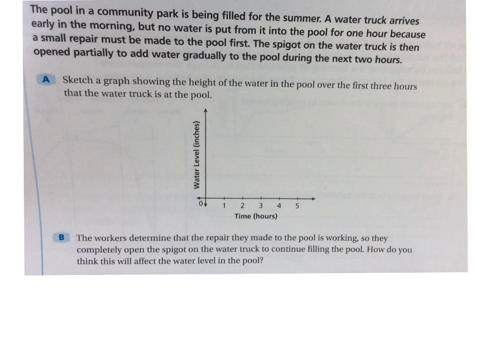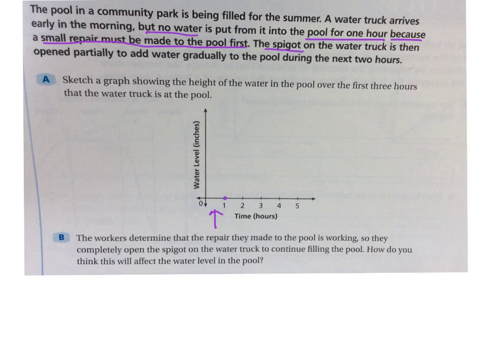Finally, on this last one, the pool in a community park is being filled for the summer. Okay, well that's not unusual. A water truck arrives early in the morning, but no water is put in from it into the pool for at least 1 hour. So it's automatically telling you, hey, it's there at the park, but no water is going in it. And now, how long? Well, for 1 hour that truck parked there. So that means at 0 or at 1 hour there's zero amount of water in the pool. But then it says because a small repair must be made to the pool first. So apparently they made the repair right here in that first hour.